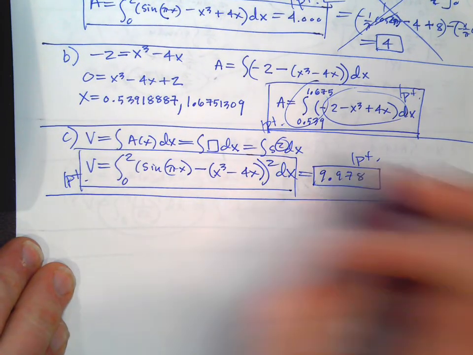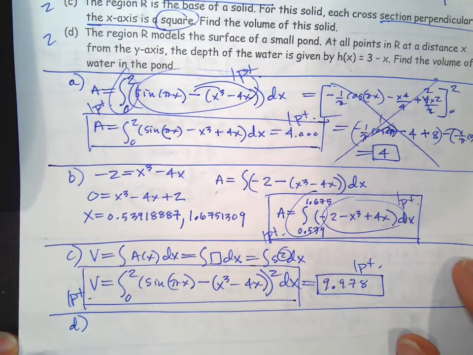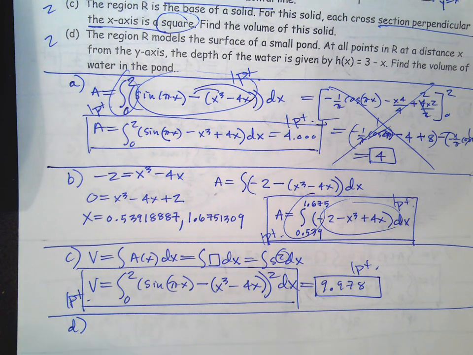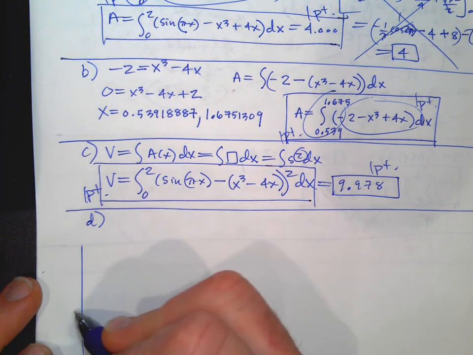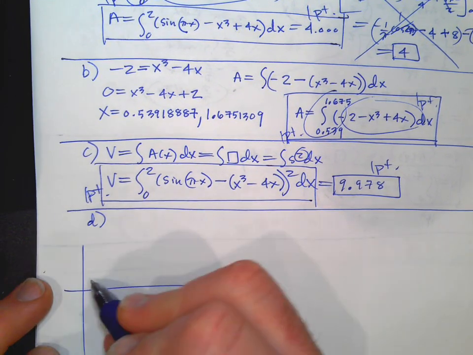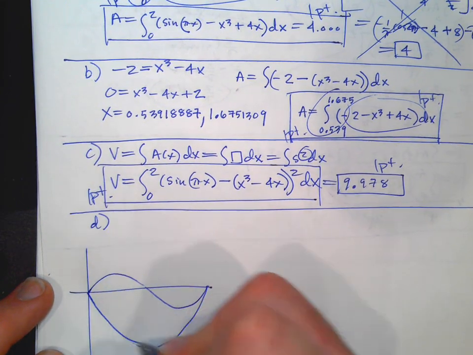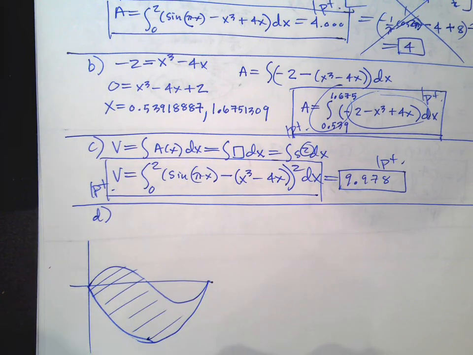All right. D. D says the region R models the surface of a small pond. At all points R at a distance x from the y-axis, the depth of the water is given by h equals 3 minus x. Find the volume of the water in the pond. I'm going to redraw this real quick because my drawing has a lot of stuff on it. So this is the surface of a pond, okay? And so the rest of the pond is below it.